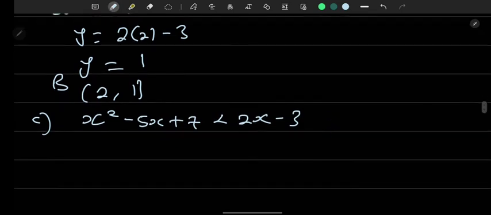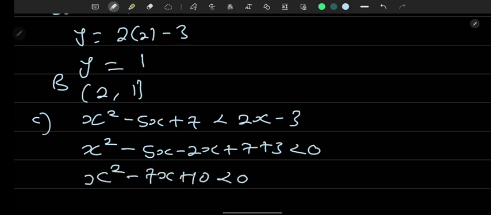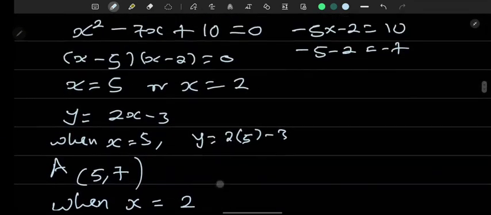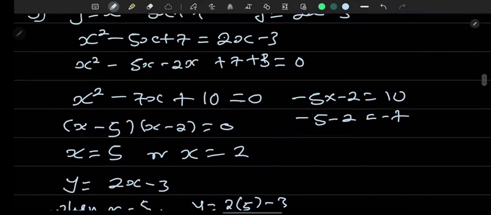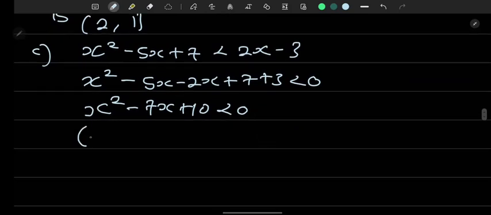So the first thing you have to do here is to rearrange this in terms of quadratic. So you have minus 5x minus 2x plus 7 plus 3 less than 0. Okay, so x squared minus 7x plus 10 less than 0. So don't forget, we have a similar expression above, just that this is a quadratic equation and the other one is a quadratic inequality. Okay, so by factorizing this, we obtain x minus 5, x minus 2 less than 0.